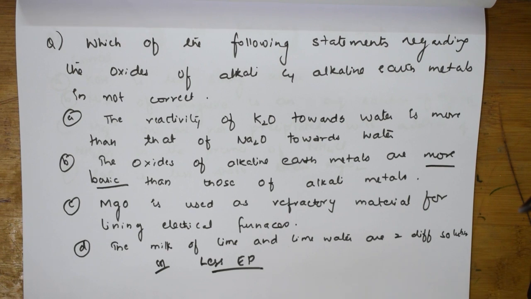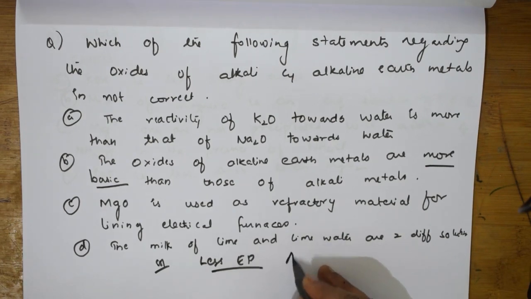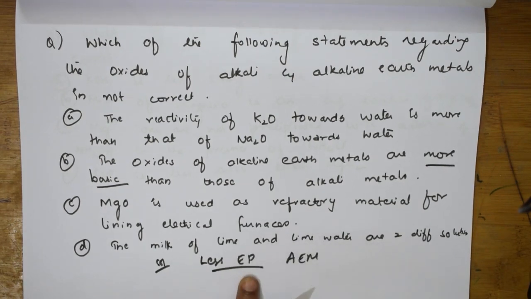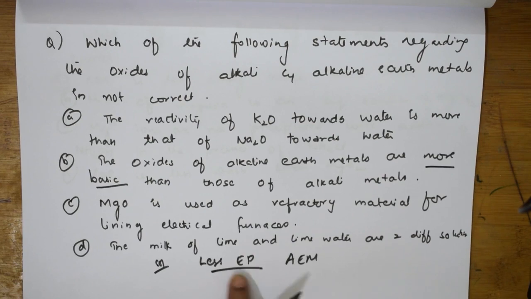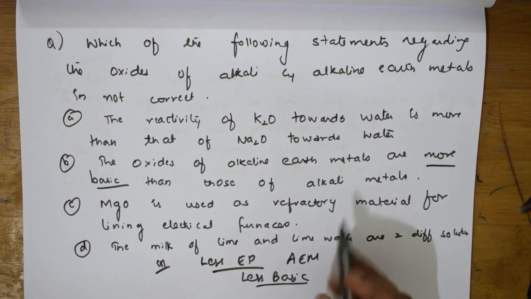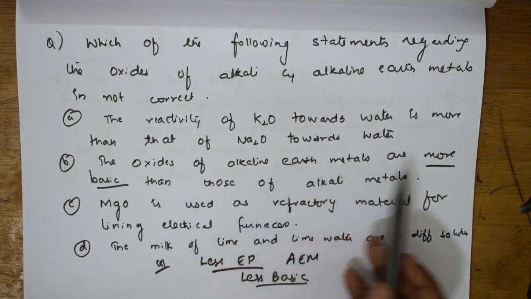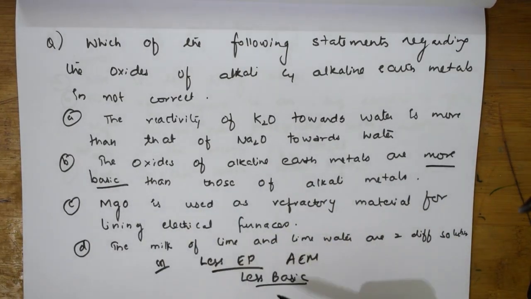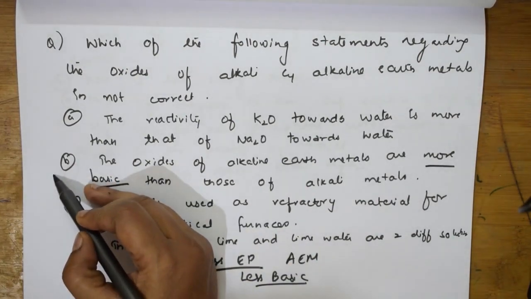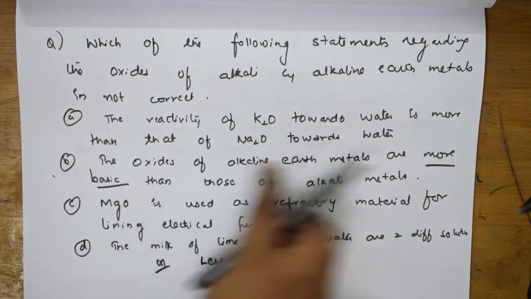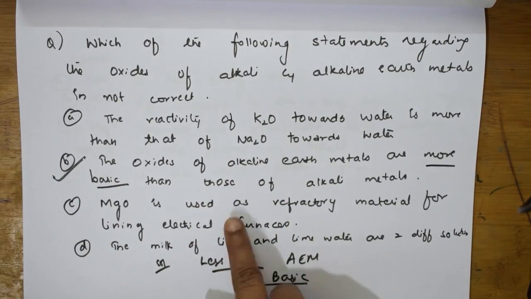So why? Because the size is smaller. When I go from left to right in the periodic table, the size becomes smaller. When the size becomes smaller, it's very difficult for me to release that OH minus ion. So alkaline earth metals are less electropositive. That means less basic. Less electropositive means less basic. Come back: the oxides of alkaline earth metals are more basic or less basic? No, less basic. So this is the wrong statement. The answer is B.